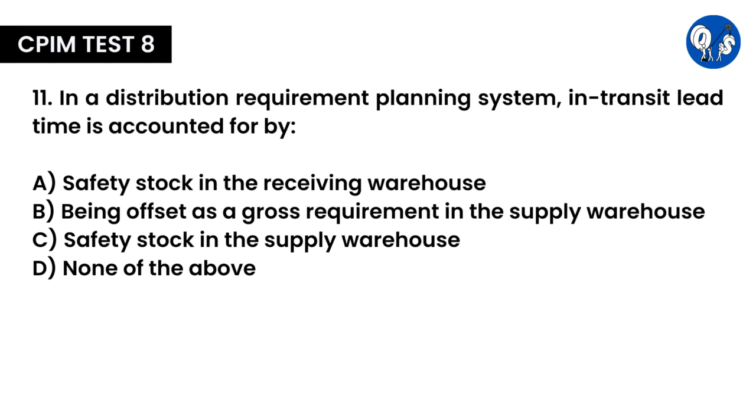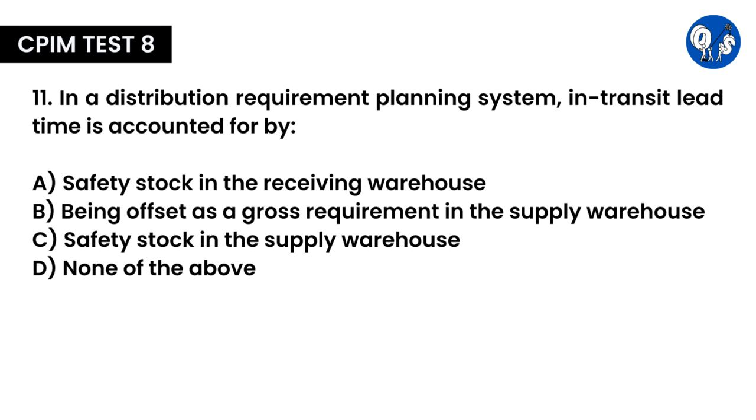Question number 11. In a distribution requirement planning system, in-transit lead time is accounted for by A. Safety stock in the receiving warehouse, B. Being offset as a gross requirement in the supply warehouse, C.